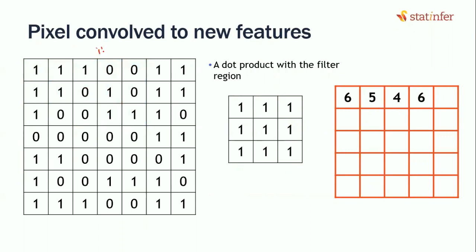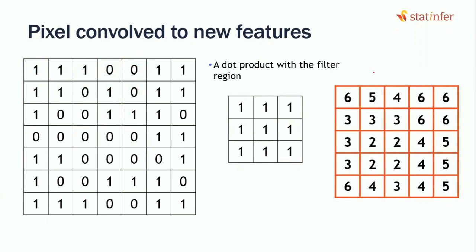Now, this is the original image. You applied a filter on it and it forms a new image. This is known as a convoluted image. This is not the original image. This is a convoluted image. Now you know how these numbers are obtained. How are these numbers obtained? By applying a filter on the original image.